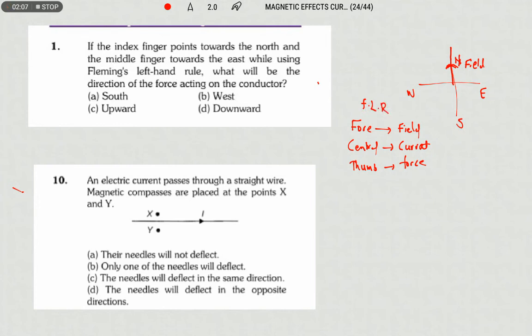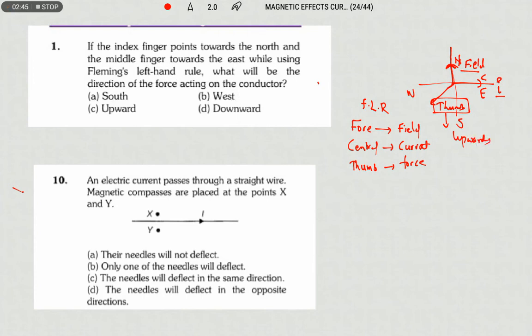So when you stretch your forefinger in the direction of the field, that means along north, and the central finger is the direction of the current. And what is the direction of the force acting on it? The force acting on the conductor will be perpendicular to the field as well as the current, nothing but the vertically upward direction. We represent it like this: this is the central finger and this is the thumb. So the direction of the force acting on it is upwards.